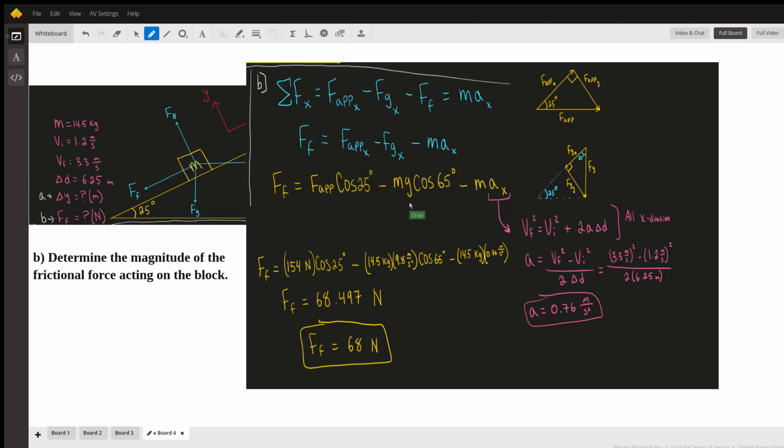You will then run into a problem with this scenario of recognizing that we know m and we know g, but we don't know acceleration. Since I'm running out of time, I've decided to utilize kinematics to find that acceleration over here. I've then plugged that acceleration into this equation to solve for our frictional force.